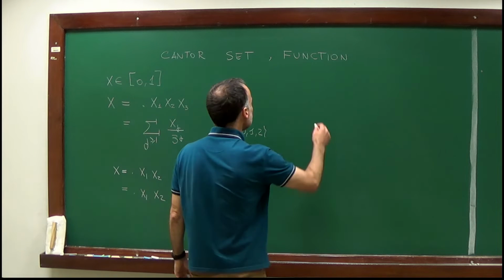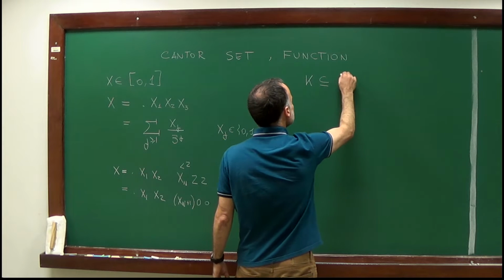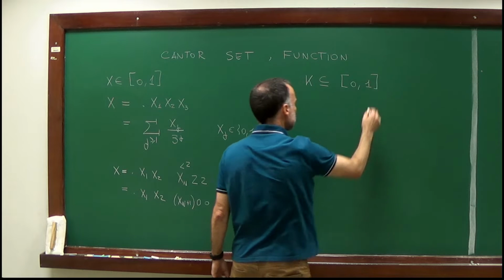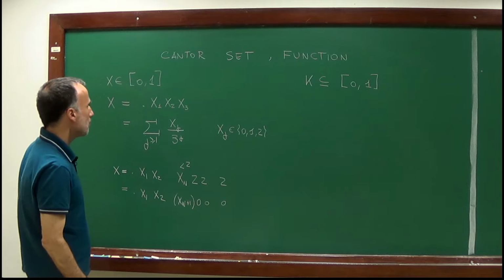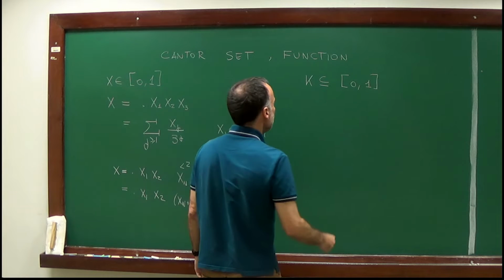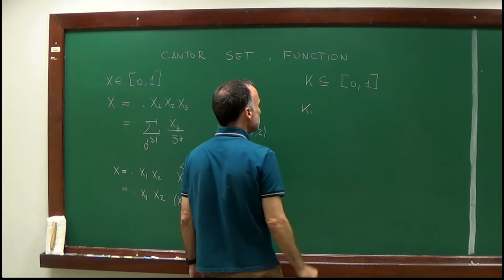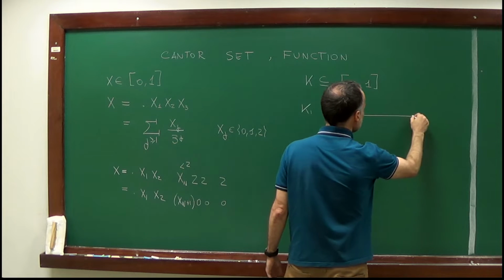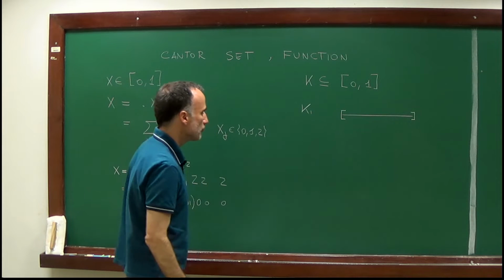Now I want to introduce the Cantor set, which is a compact subset of [0, 1]. And this will be constructed by induction. So to define K1, let me first explain in a graph what I want to do, and then I will give you a precise definition.